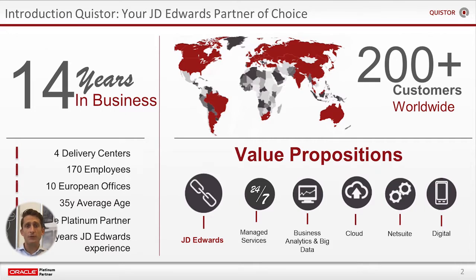Before kicking off, just a small introduction regarding Quister. Most of you already know Quister, but for those who don't, Quister is your JD Edwards partner of choice. We've been in the JD Edwards business for 14 years, serving over 200 JD Edwards customers worldwide. We have 4 delivery centers, 170 employees, 10 European offices, an average age of 35 years, which we're proud of, and we're an Oracle Platinum partner. Altogether, we bring over 1,000 years of JD Edwards experience to the table.